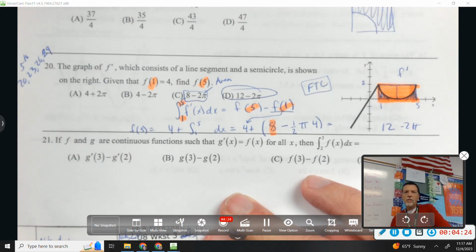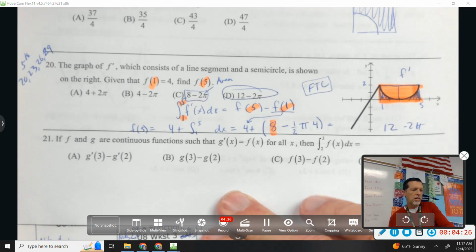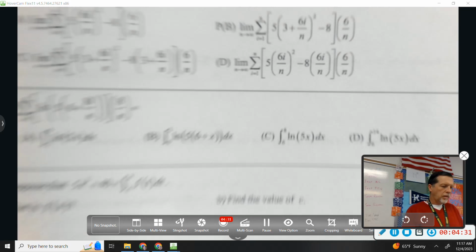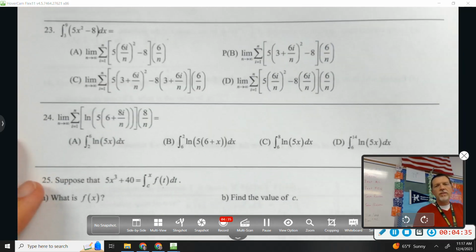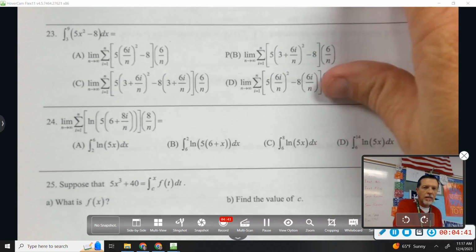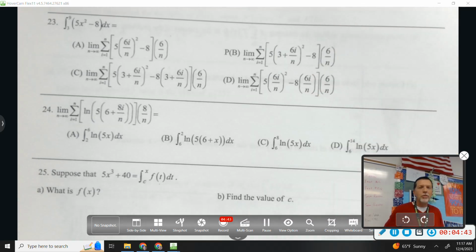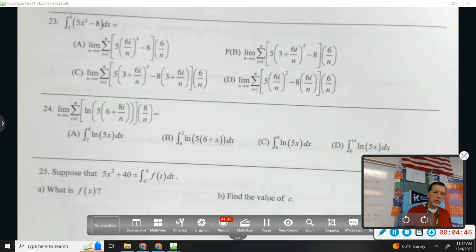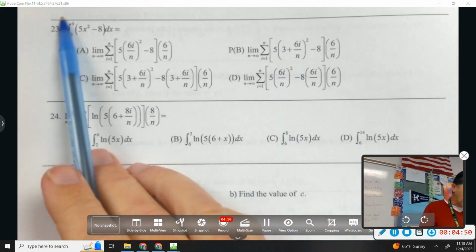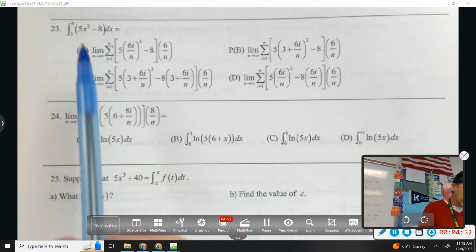Other questions on that one? 23. Oh yeah, 23. These are not too bad as long as it's matching, as long as it's multiple choice. If you have to write your own, which you won't have to, those would be kind of a pain. But number 23, trying to match up which one of these things is the same thing as this.